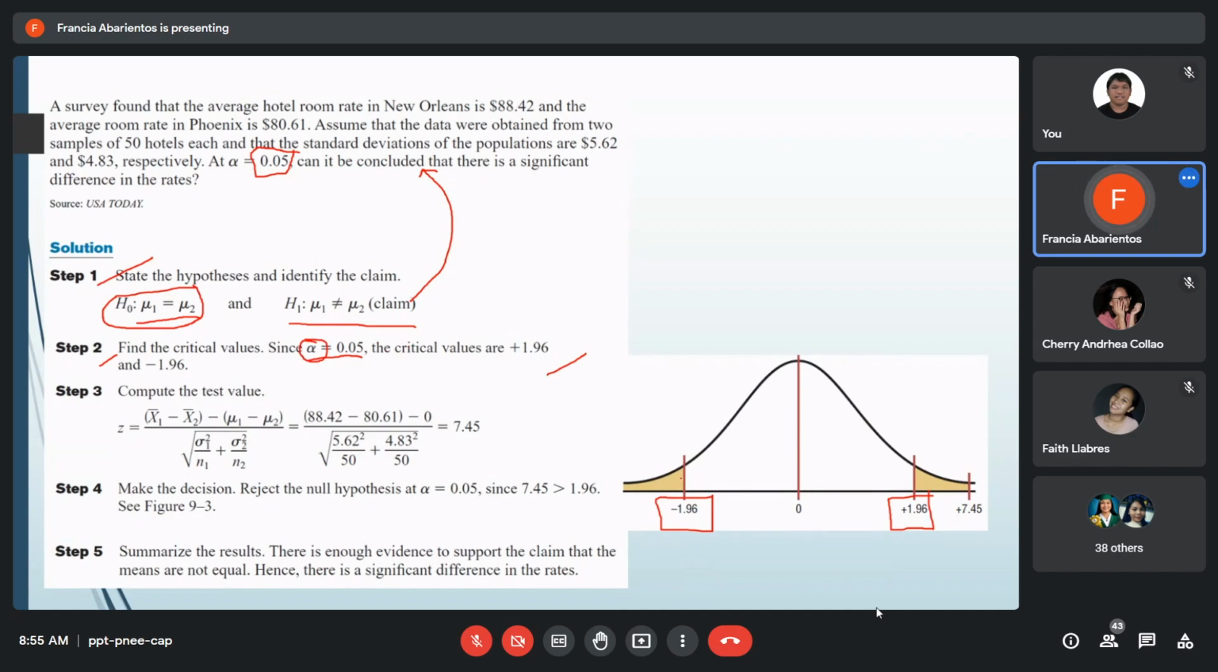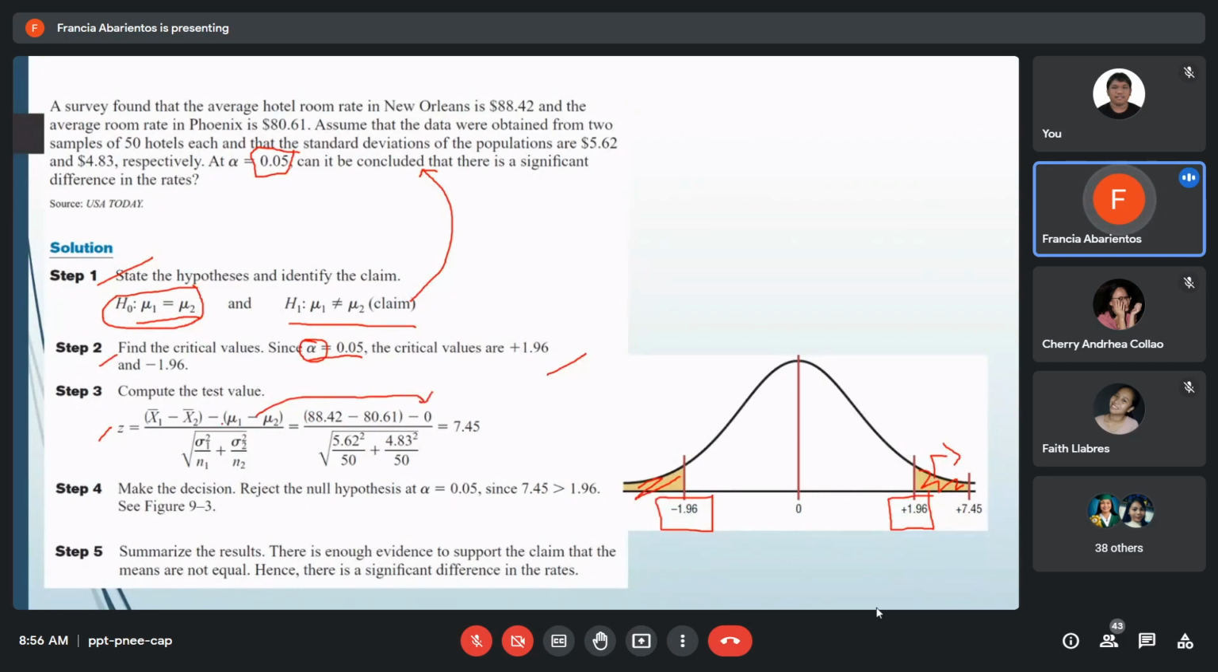Ibig sabihin, these portions are the rejection region. Bakit importante yan when it comes to your conclusion or results? Yan. Concluded if you will reject or accept the hypothesis. So, computing for the test value, we have now the z-test. Ito ka 0 kasi ito yung assumption mo.